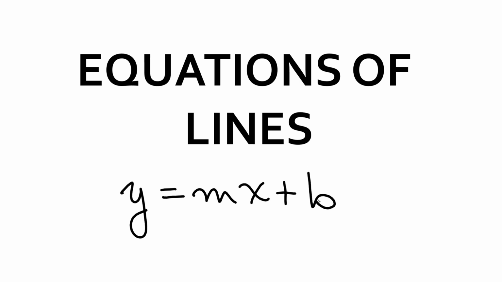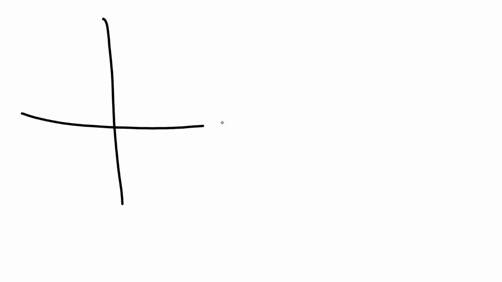And if you're like most folks, when I say equation of a line, you say, oh, I know what that is. That's y equals mx plus b. The equation of a line is y equals mx plus b. Anything I graph that looks like y equals mx plus b gives me the equation of a line. And that's true, right?